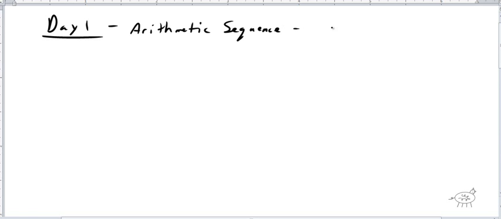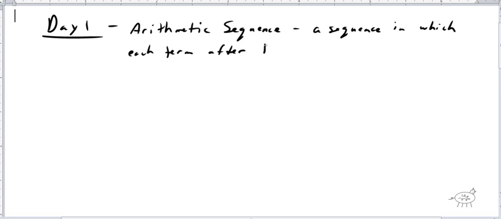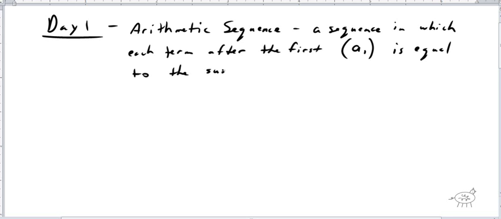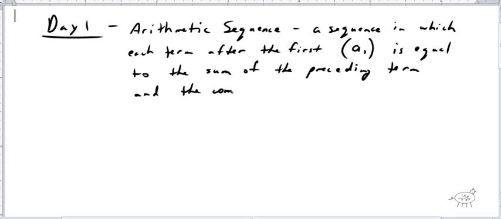Okay, arithmetic sequence. If I define that, it's a sequence in which each term after the first, and we denote the first as a sub 1, that's the first term, is equal to the sum of the preceding term and the common difference. We call the common difference D.